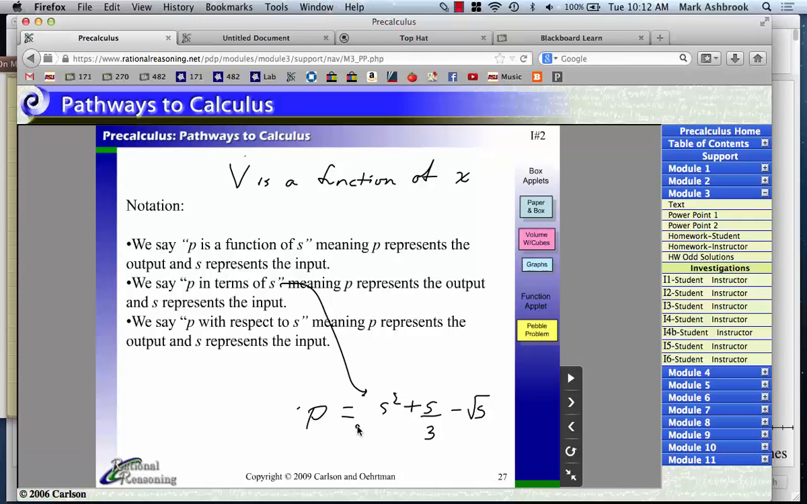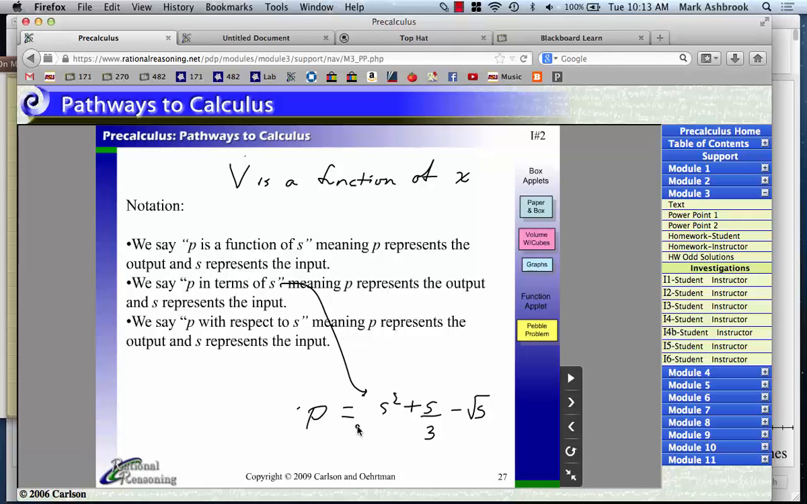But what if I said that the function converts P to S? Then what's the input? If the function converts the quantity P to the quantity S, then what's the input? Now P is the input and S is the output. So there are lots of ways to phrase it. You have to think about it every time. But here's three common ways that we'll phrase it.